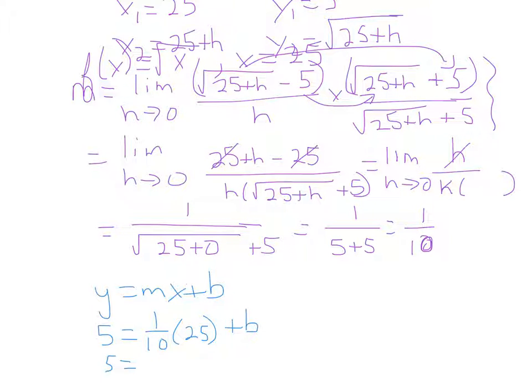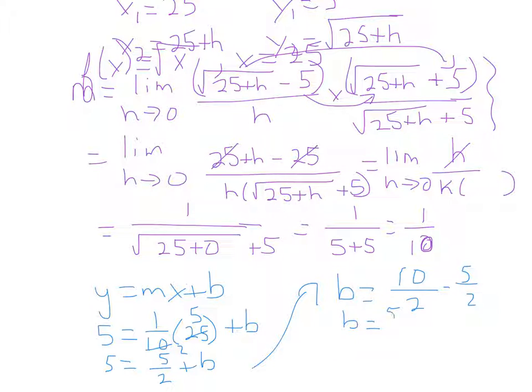5 equals, and if we put this in lowest terms, we get 5 over 2 plus b. And so b has to be equal to 5, which is 10 over 2, minus 5 over 2. So b equals 5 over 2. So that leaves us with the equation y equals 1 over 10 x plus 5 over 2.